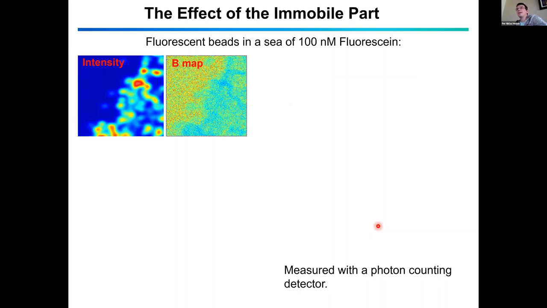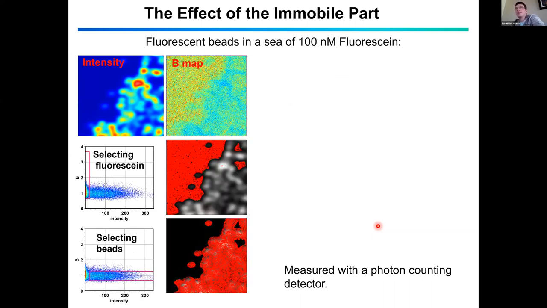Okay, here's an example of fluorescent beads in a sea of 100 nanomolar fluorescein, where the beads represent your immobile fraction and the fluorescein are the molecules that move. You see the intensity map on the top left, the brightness map on the top right. And now in the histogram, which is the brightness as a function of intensity, different populations were selected. The first are the ones with average lower intensity but higher brightness. When you select this population, you see that the fluorescein is highlighted in the corresponding image by the red pixels. And if you select the portion which has higher intensity but lower brightness, this corresponds to the fluorescent beads in this image, which are immobile but, on the other hand, much brighter than the fluorescein.